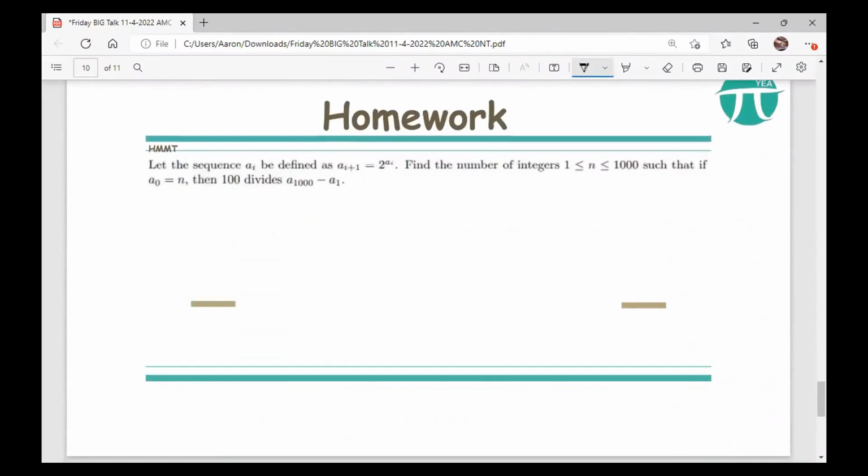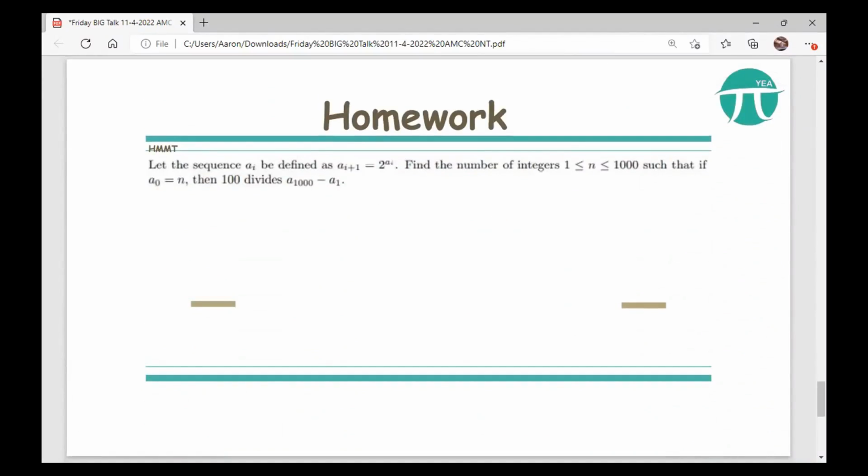And so finally, here is a homework question. If you want, you can look at this problem.